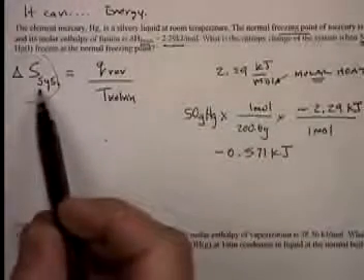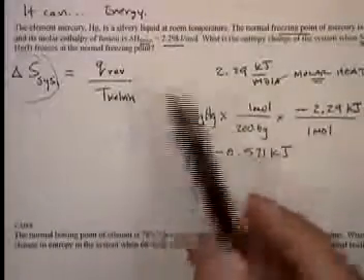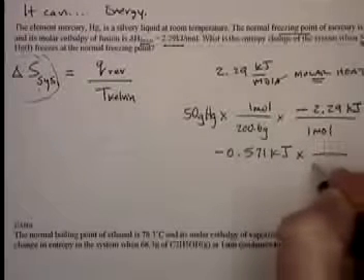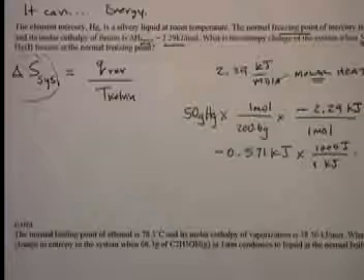0.571 kilojoules. Entropy for a system is usually given in joules per Kelvin, not kilojoules per Kelvin. So we need to change this from kilojoules to joules. And remember that there are 1,000 joules in a kilojoule. So we multiply it by 1,000 and it turns out to be negative 571 joules to freeze this system.